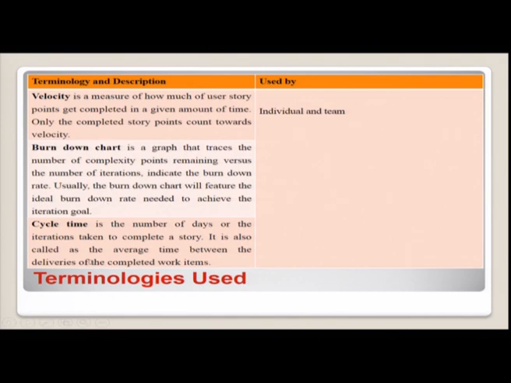Then is the cycle time. A cycle time is the number of days or the iterations taken to complete a story. It is also called the average time taken between the deliveries of the completed work items. So these are some of the terminologies that are used in the Scrum framework.